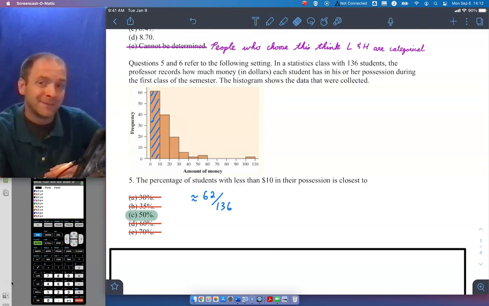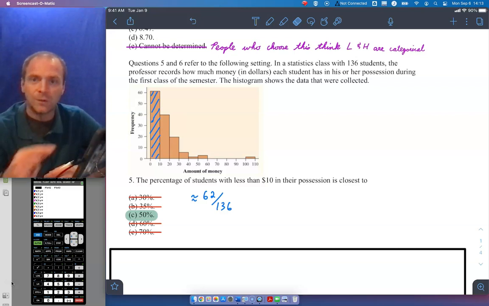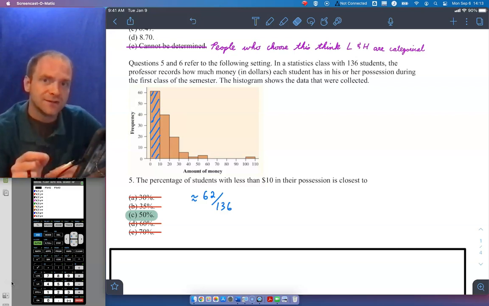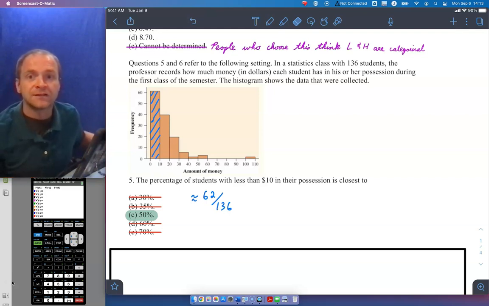And by the way, I don't need to type it in because read the directions. The percentage of students with less than $10 in their possession is closest to. It's not asking for the exact number. It's saying which of these choices is closest to the answer. Now let's move on to question 6.